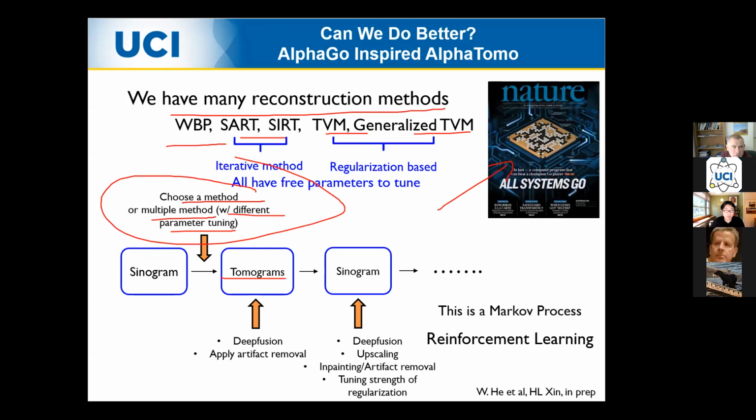And after you go to the tomogram, the same thing. You find that what you want to do in the next step is only dependent on the outcome of the last one. So this is a Markovian process. It fits reinforcement learning very well. So we're working on that.